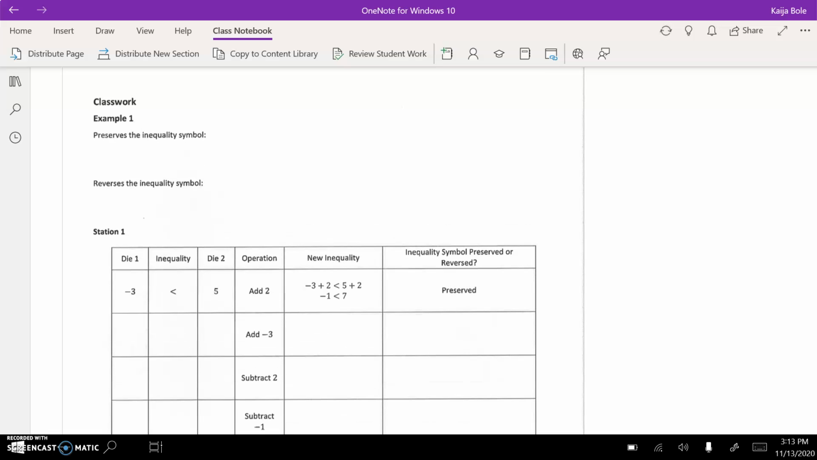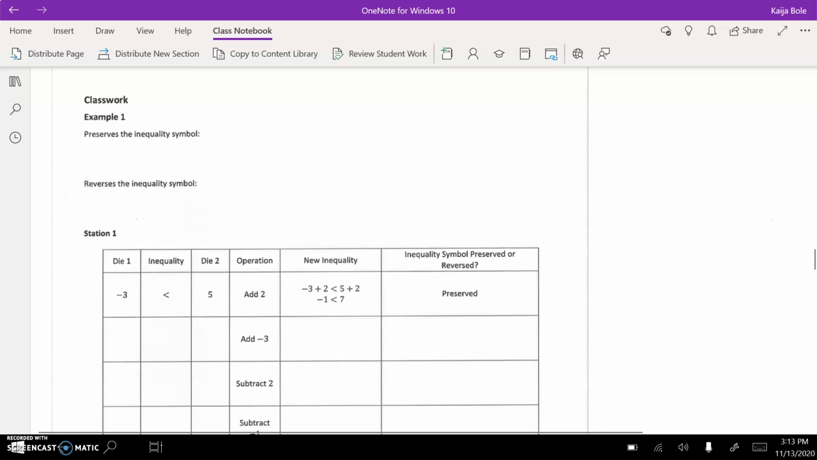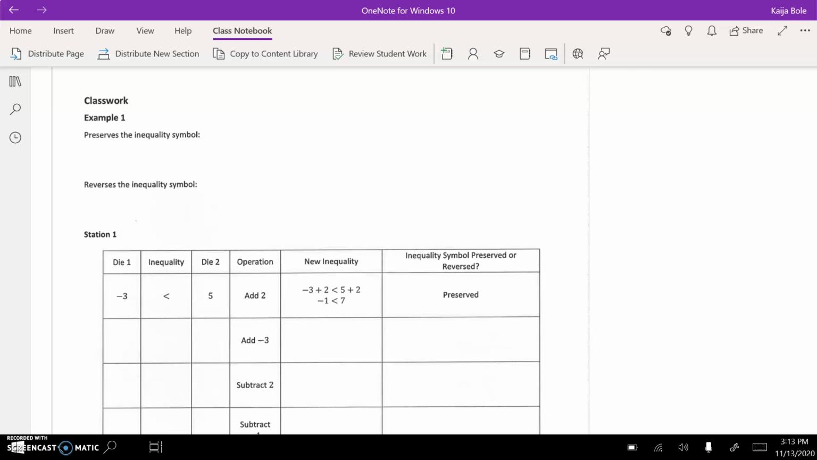Usually, we haven't really done this with the dice ever in person, so don't feel like you're missing out on a lot. But we do kind of just go along and fill in the tables and we look at the patterns, okay? So, where it says preserves the inequality symbol, that means it stays the same. That's what the word preserves means. Now, if it reverses the inequality symbol, that means it changes. It changes or it flips.